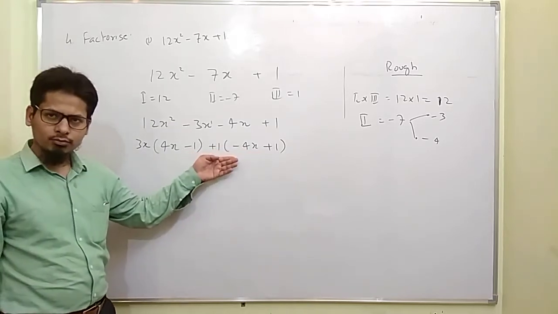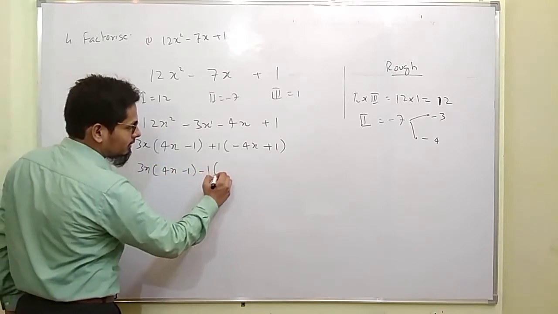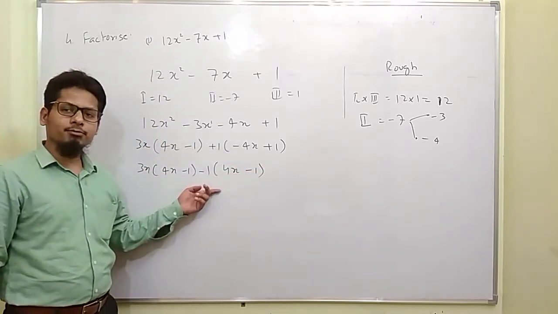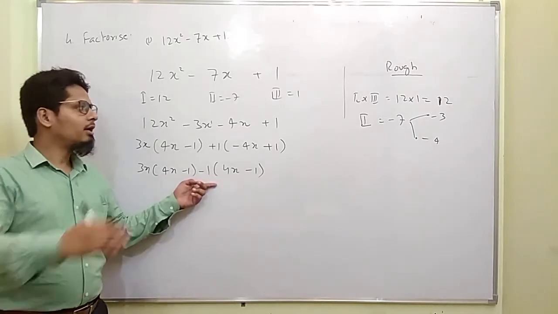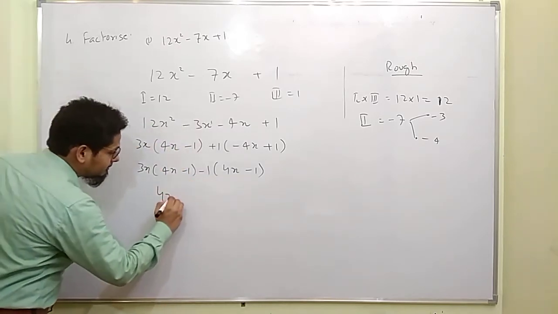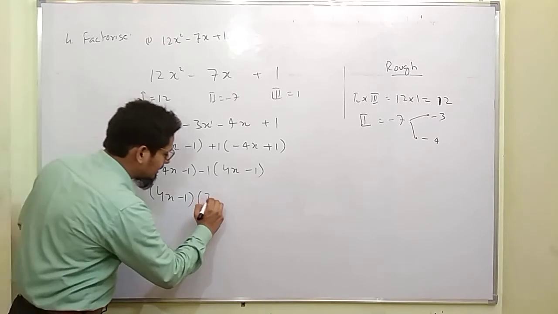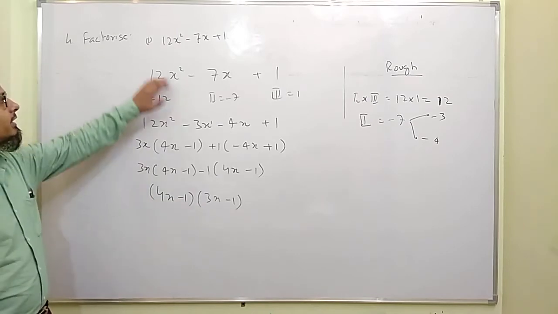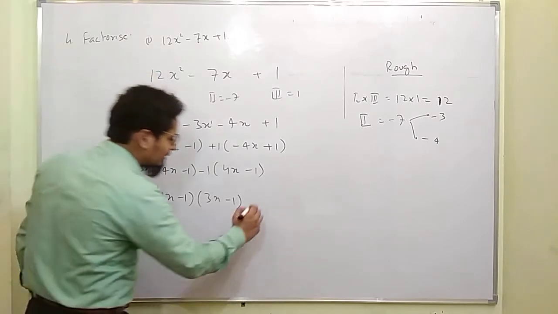Bring the minus sign outside. Okay? So 3x times 4x minus 1, and minus 1 will come here. Now the bracket is the same, so the factorization is done correctly. After this, write this bracket one time, and write the part outside the bracket in one bracket. So it is 3x minus 1. Now this is the required factorization of the quadratic polynomial 12x square minus 7x plus 1, right? Class, this is the answer.